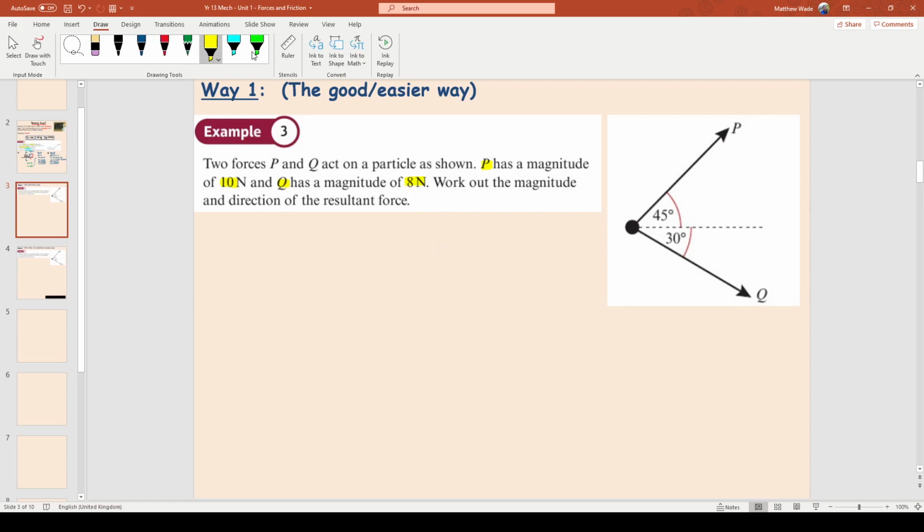Now it says, and this is a tricky one, work out the magnitude, the size, and the direction of the resultant force, which means when you put the two together, what do they make together, okay? So if you were to pull P and pull on Q, well, certainly they're both pulling toward the right, so it's going to end up going toward the right, and this one, I don't know, it might be like that. That might be the direction it goes, but we don't know that yet, okay?